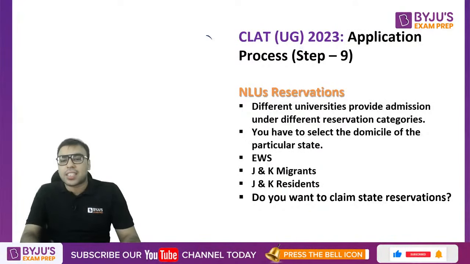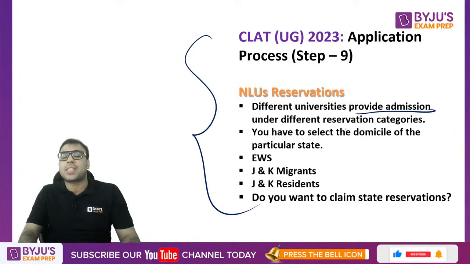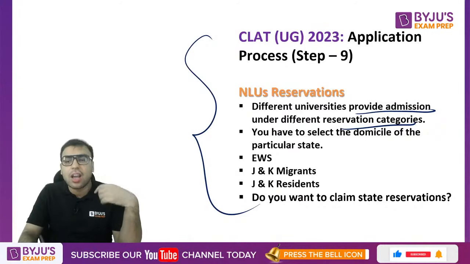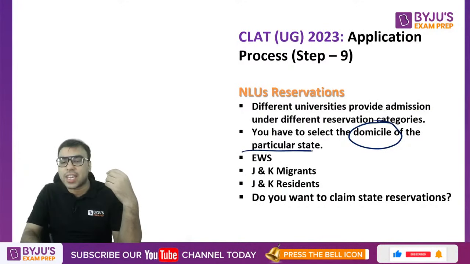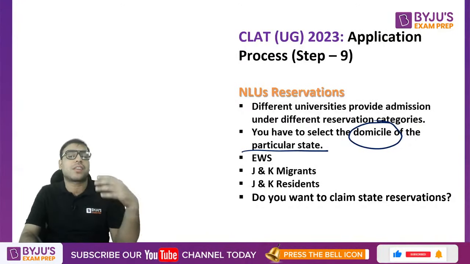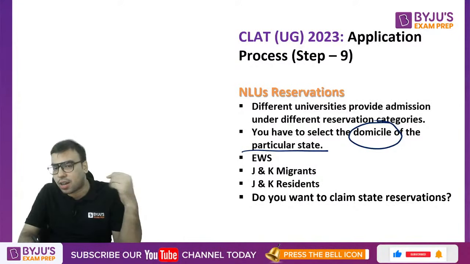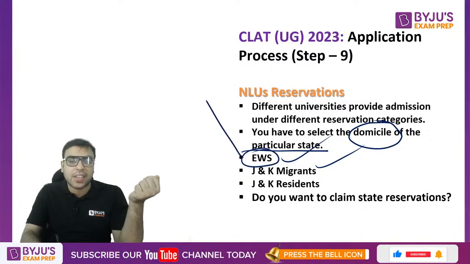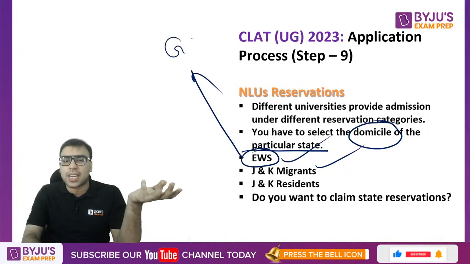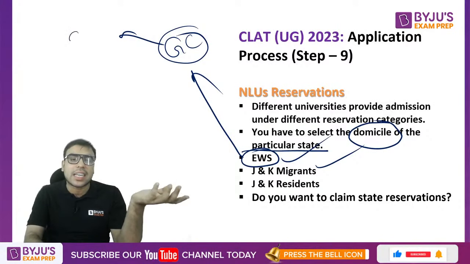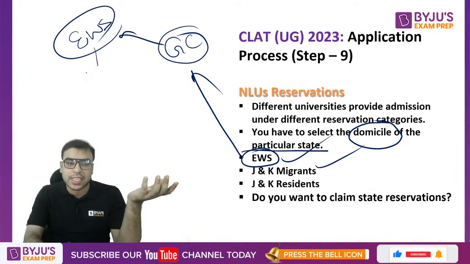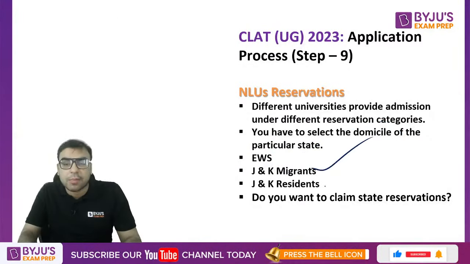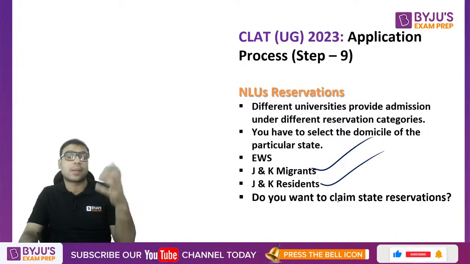Now here they are asking about this. Different universities provide admission under different reservation categories, so there is no uniform rule. It depends on the college. You have to select the domicile of the particular state. Domicile means the state where you have been living or from which you attempted class 12. Then there is EWS, the economically weaker section. Those who are from the general category but fall under the EWS limit get the 10% provided. If you fall in this, you will get the benefit. Then Jammu Kashmir migrant and Jammu Kashmir resident also get benefits in some colleges.